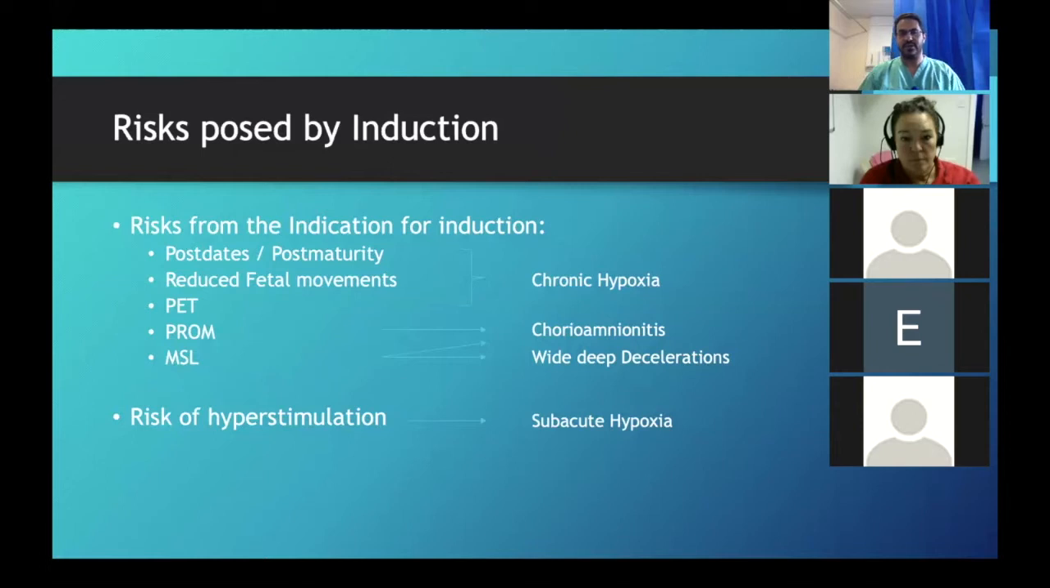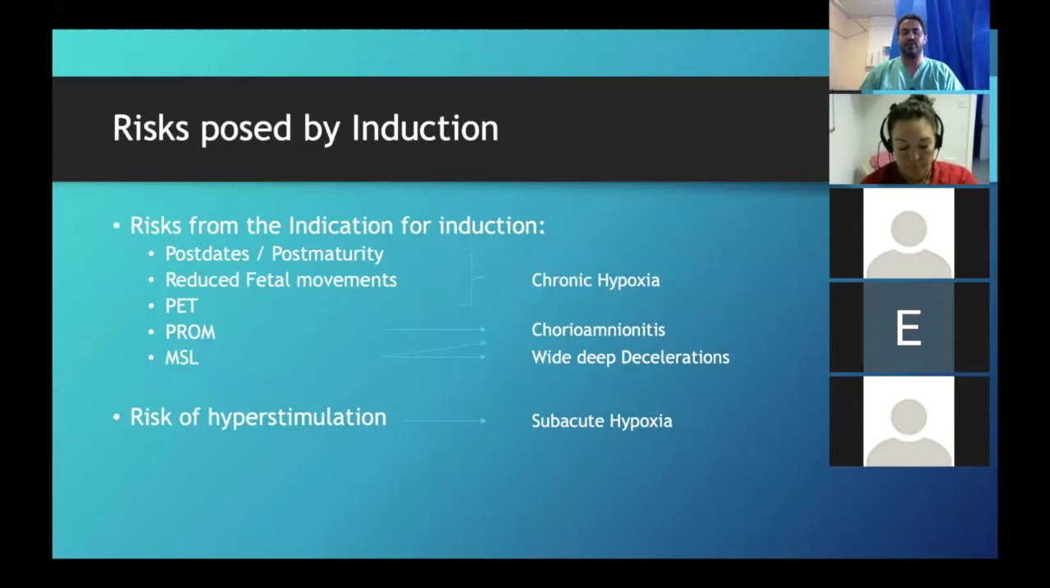Okay. Just out of interest, what does hyperstimulation look like on the trace? Or what do we call hyperstimulation? So tachysystole that's causing fetal distress. So it can be a rise in baseline, reduced variability, or plus or minus decelerations. Okay, so just the tachysystole.